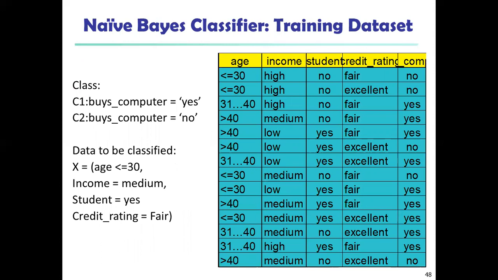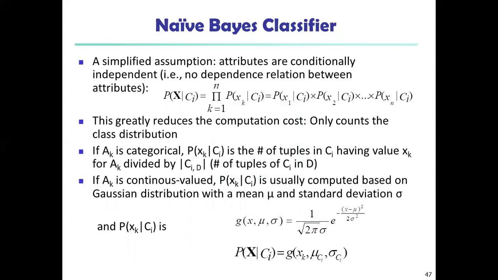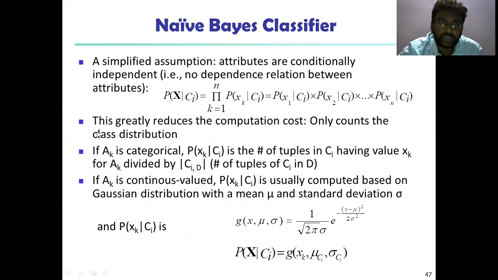Given a data set with many attribute values, it would be extremely computationally expensive to compute P of x given C. In order to reduce the computation, the Naïve Bayes classifier is used, which gives a distribution with the mean mu and the standard deviation sigma.